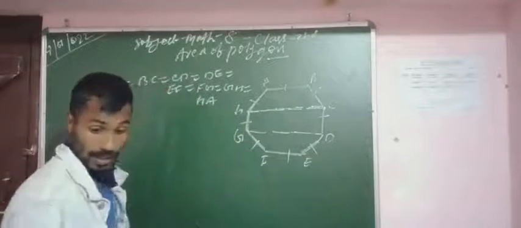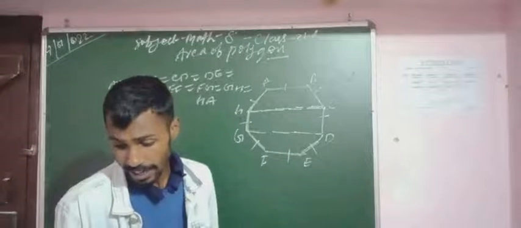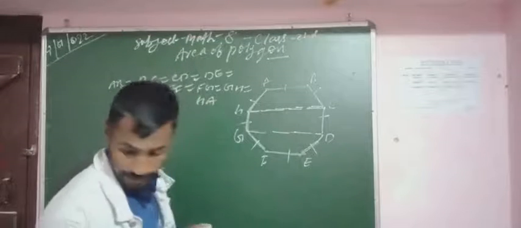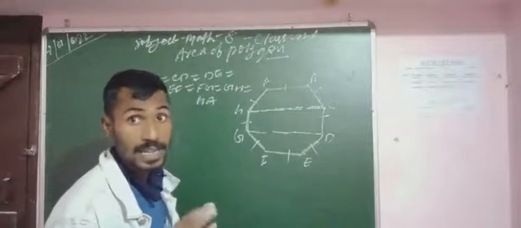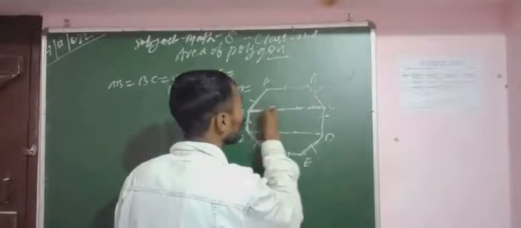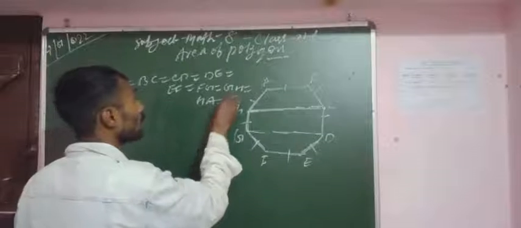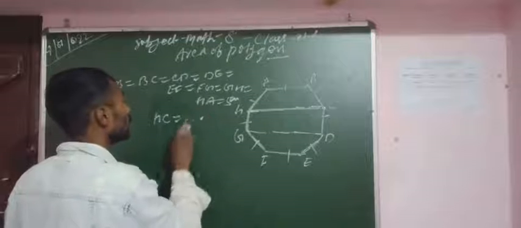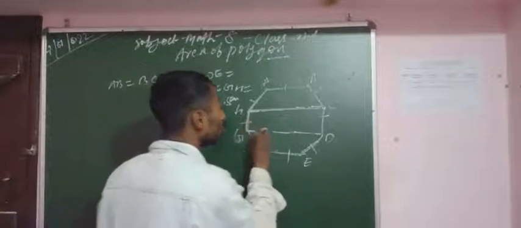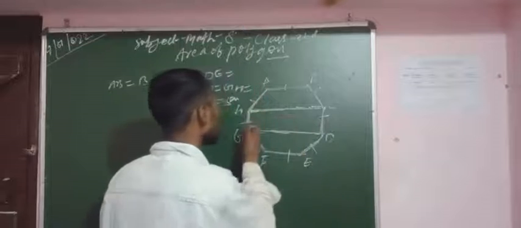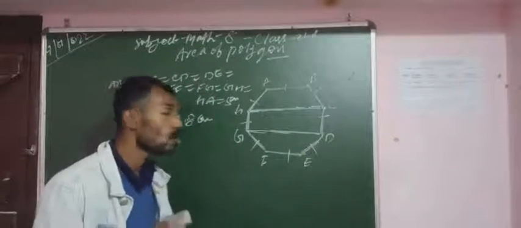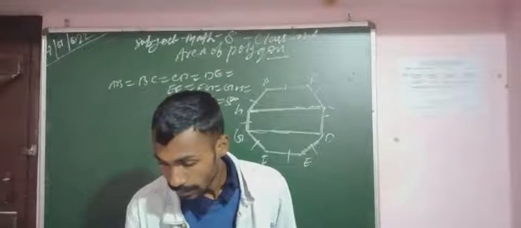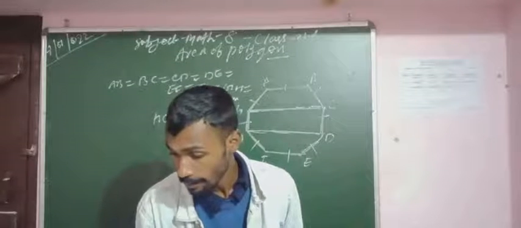Now look at this, HC is given as 8 centimeter, and AL is perpendicular to HC. HC is the side which is given as 8 centimeter, and this will be equal to 5 centimeter. This one is also equal to this one. So we will draw HC parallel to GD, and AL perpendicular to HC.